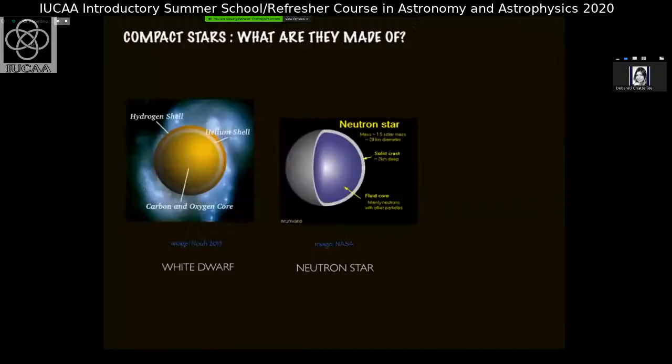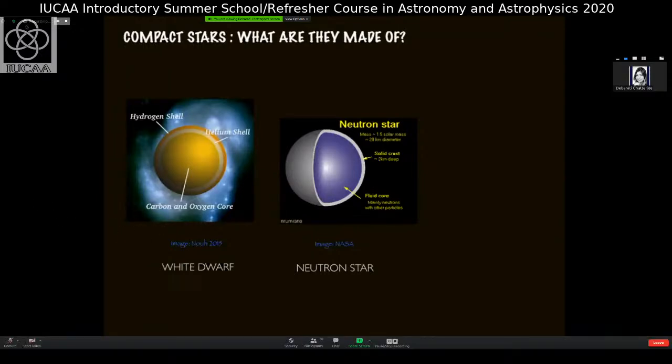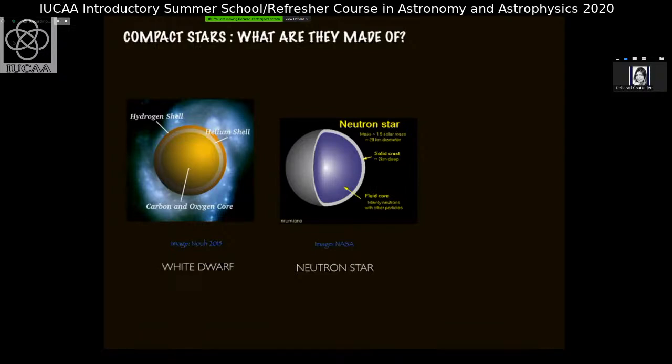So, what are compact stars made of? We already saw yesterday that white dwarfs are mostly comprised of carbon and oxygen nuclei embedded in a sea of electrons. On the other hand, neutron stars have a much more complicated structure. But the reason why we call them neutron stars is that the core, which contains most of the mass of the neutron star, actually comprises mainly neutrons and a small fraction of protons and electrons.